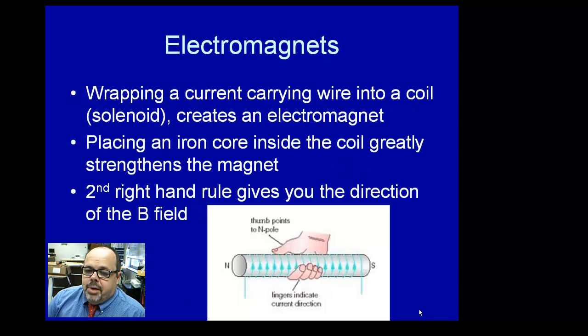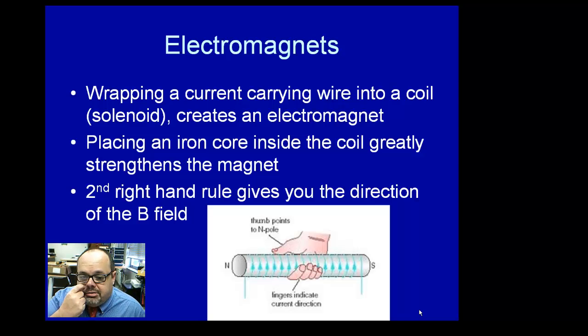Now, electromagnets. Electromagnets are created by wrapping a current carrying wire into a coil. A coil is oftentimes called a solenoid. That's going to create an electromagnet. One good thing about it is if you place an iron core inside that coil, it greatly strengthens the magnet. Air core solenoids are simply not as strong as iron core solenoids.